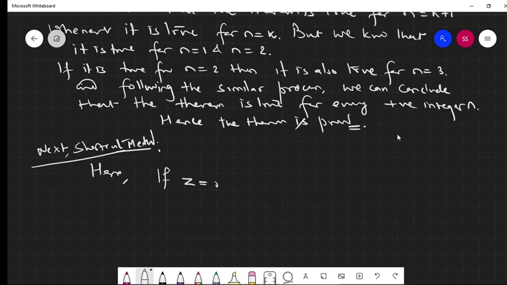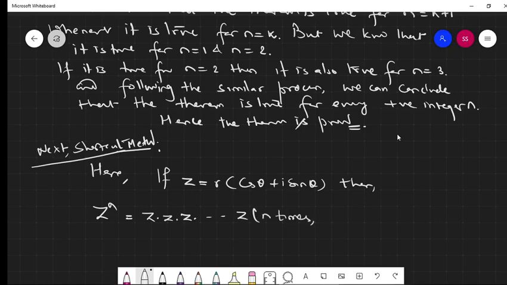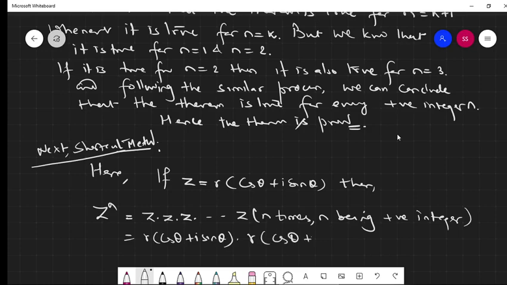Here, if z equals r(cos theta plus i sin theta), then z to the power n equals what? z times z times z, that is n times, n being a positive integer. This equals r(cos theta plus i sin theta) times r(cos theta plus i sin theta) times r(cos theta plus i sin theta), and so on, up to r(cos theta plus i sin theta).